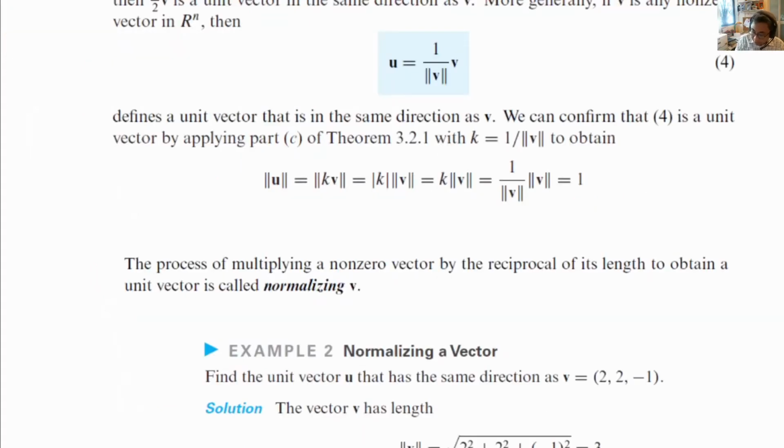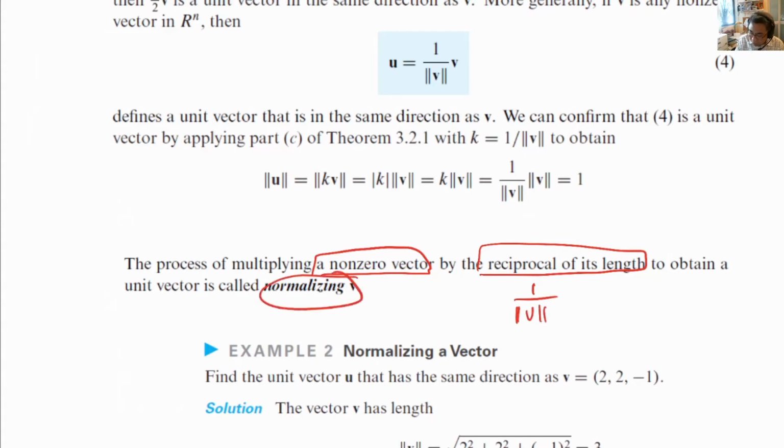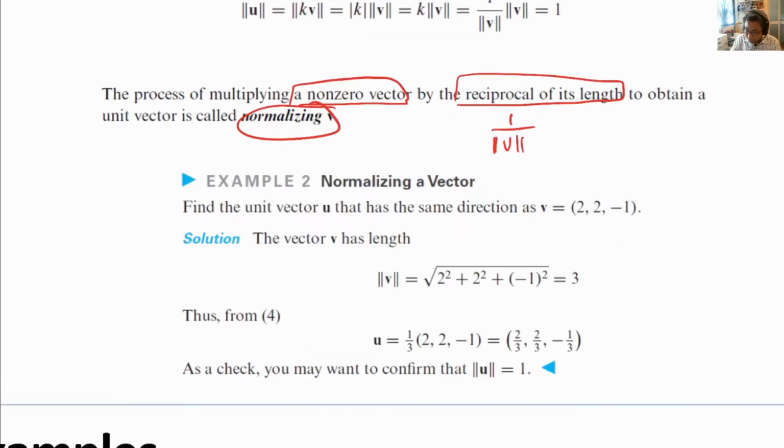This process of multiplying a non-zero vector by the reciprocal of its length, reciprocal means 1 over the length, which is the norm, is called normalizing the vector v to get a unit length vector pointing in the direction of v. This is an R3 example.